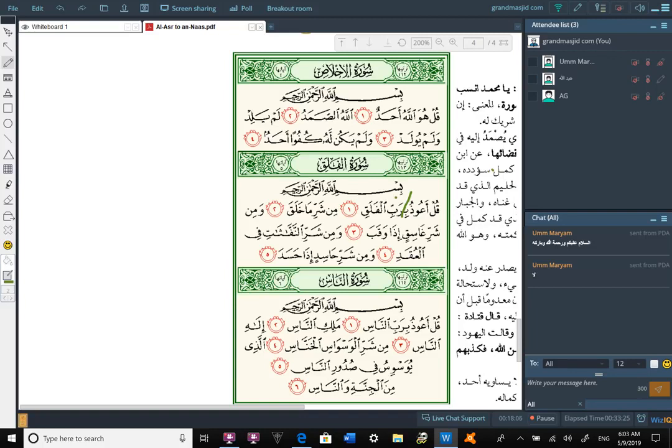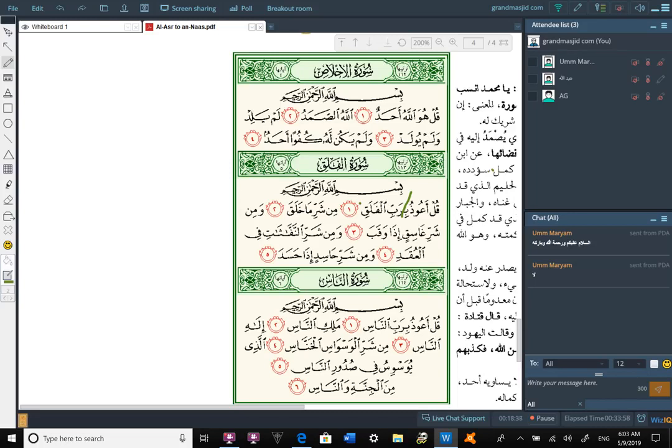Bi rabbi, and it is mudaf. Rabbi is mudaf to Al-Falaq. Al-Falaq is mudaf ilayhi, therefore majroor, and the sign of their jarr, both of them here, is the kasra. Al-Falaq, as we said, is the daybreak. Qul a'udhu bi rabbil falaq. Say, I seek refuge in the Lord of the daybreak, in the Lord of dawn.